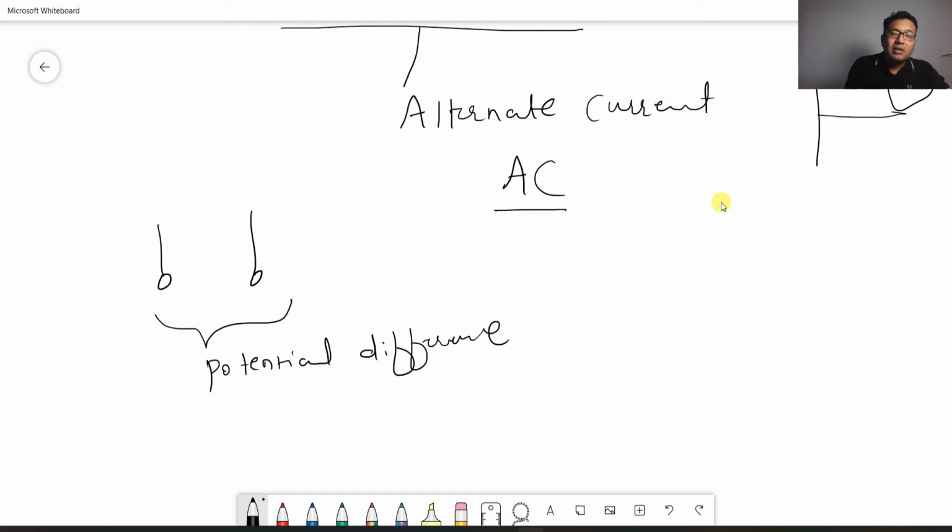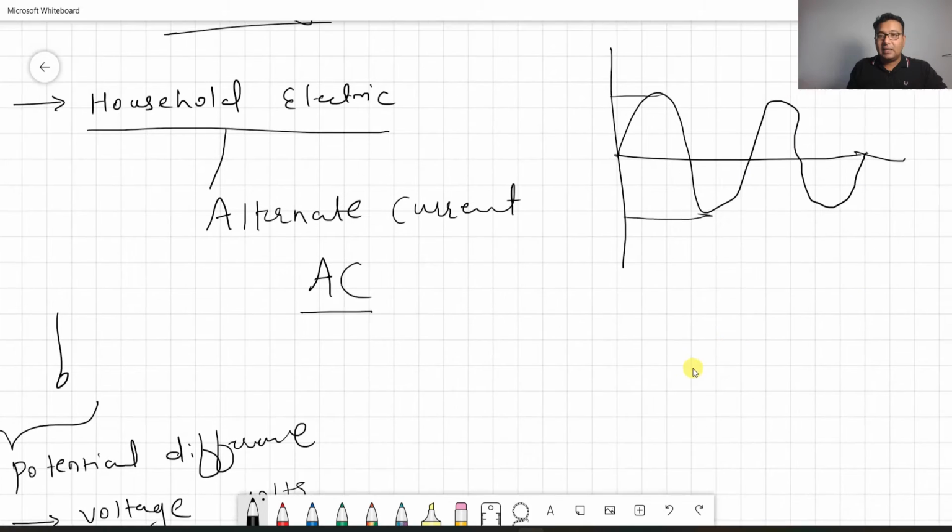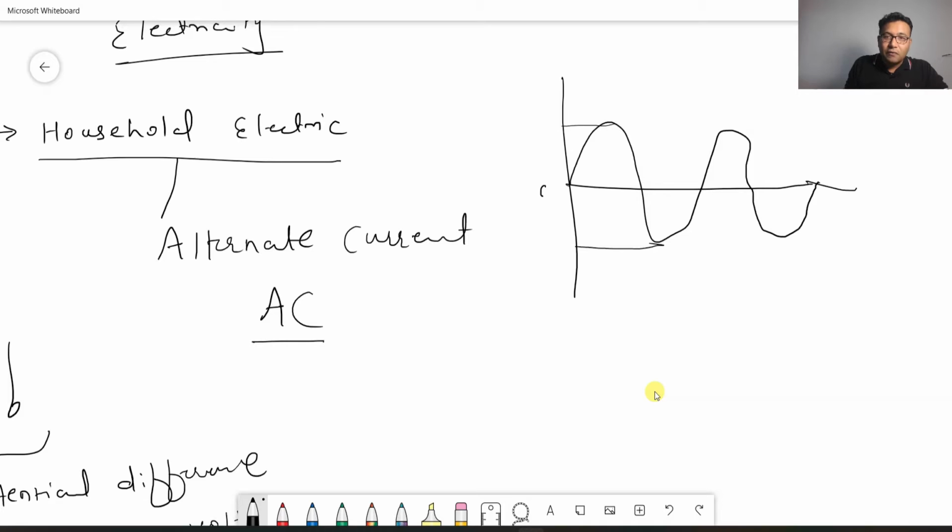Means if one point has some electrical energy and the other point has no electrical energy, then the difference between the two is called potential difference, or the unit is called voltage. So voltage basically means what? The energy difference or the potential difference between the 2 points of electricity. It is measured in voltage or volts. And when we say we have an alternating current supply or AC, then the voltage is continuously going from 0 to some x value, to 0, to some minus x value, to 0, to some x value, to 0, to some minus x value. And this happens continuously.